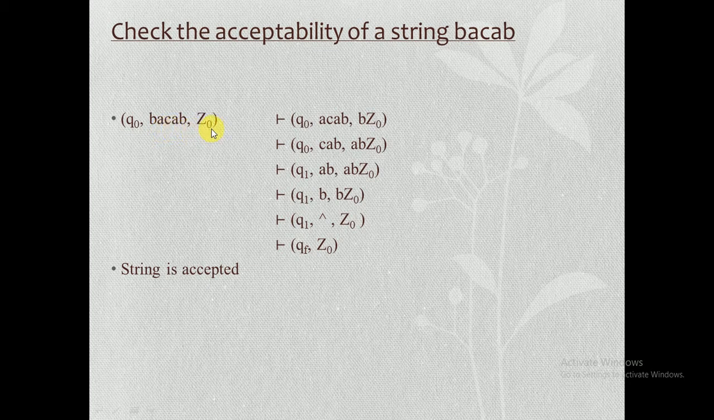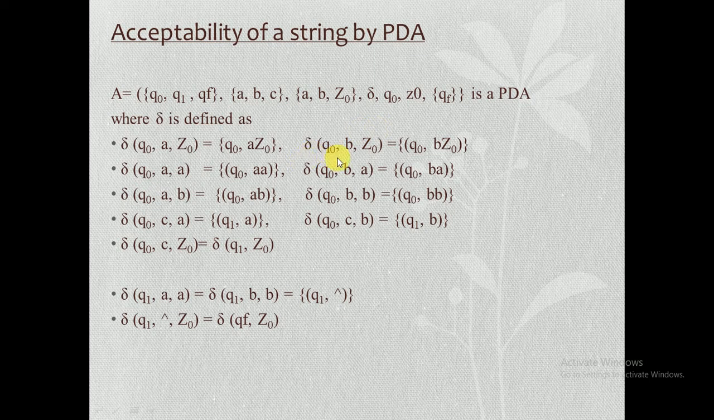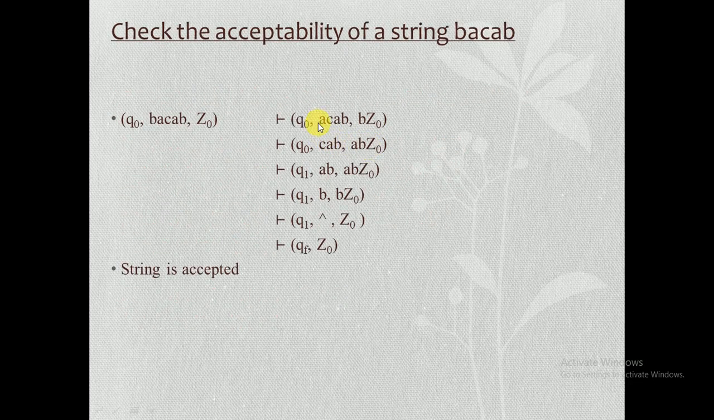So what do you have to check? First rule, you will have to check for Q naught, B, Z naught. For that, you have the rule Q naught, B, Z naught. That is, it says that Q naught, B, Z naught. It means B will be removed from the input and it will be pushed onto the stack. So here, this B will be removed and it will be pushed onto the stack, right? So next rule, Q naught, A, B.